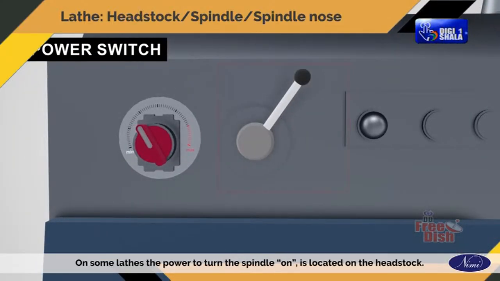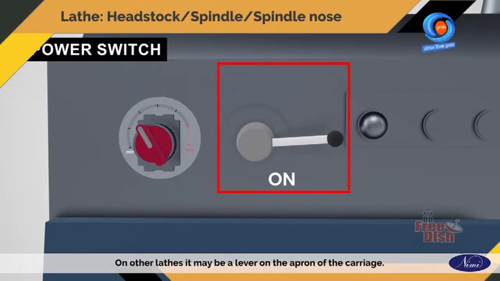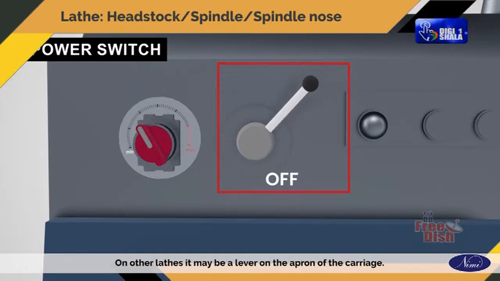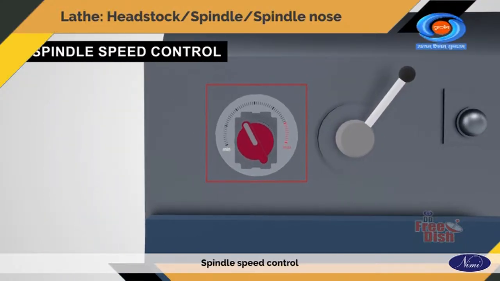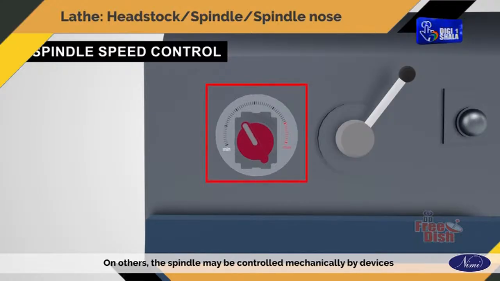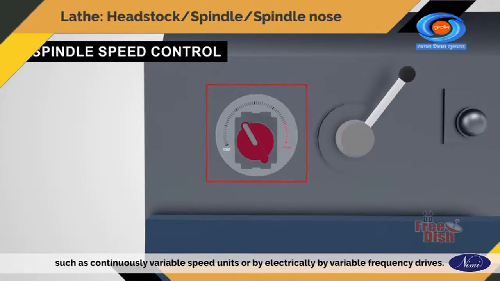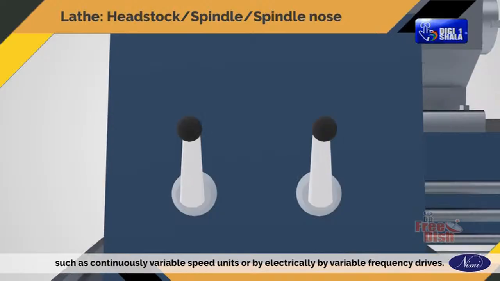Power switch. On some lathes, the power to turn the spindle on is located on the headstock. On other lathes, it may be a lever on the apron of the carriage. Spindle speed control. On many lathes, the spindle speed is controlled by selecting a combination of gear ratios. On others, the spindle may be controlled mechanically by devices such as continuously variable speed units or electrically by variable frequency drives.